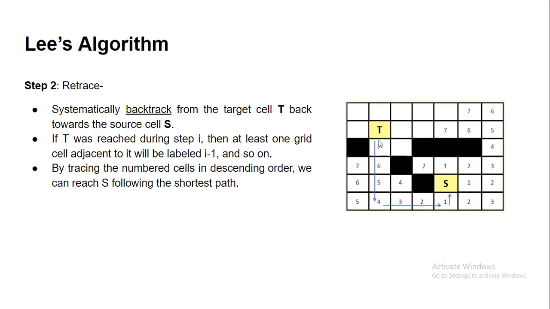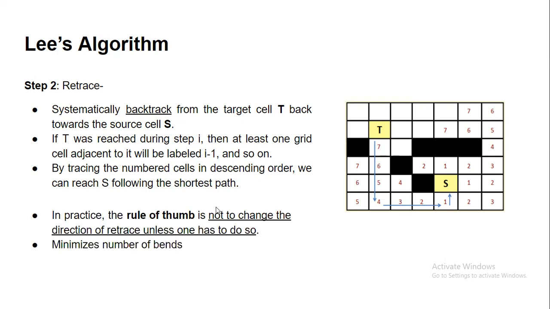go backward. Say 7 is hitting the target. From 7 we will go back to 6, we will go back to 5, 4, 3, 2, 1, and this is actually our shortest path that is set here. Okay, now there is a rule of thumb. The rule of thumb is not to change the direction of retrace unless one has to.